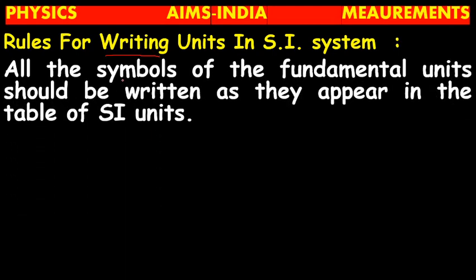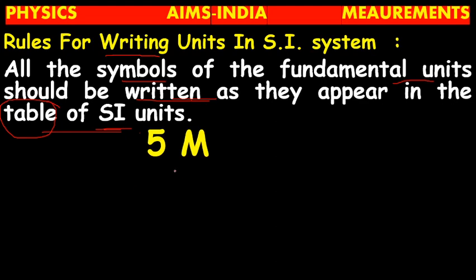All the symbols of the fundamental units should be written as they appear in the table of SI units. Here the table means International System of Quantities. The ISO has designed one table called International System of Quantities. In that table, all the units in what way they have been mentioned, in the same way we have to use while we are making use of the fundamental units or derived units.